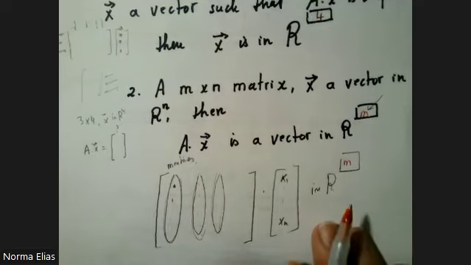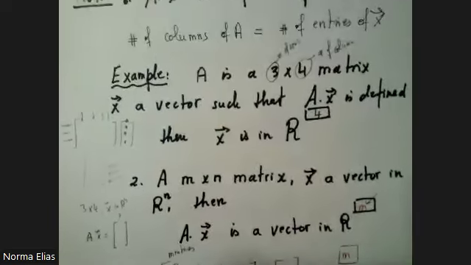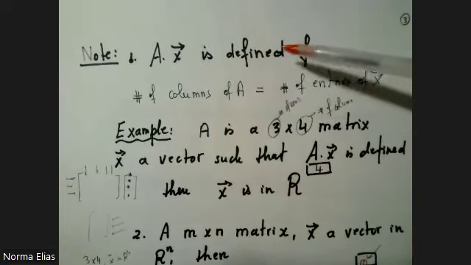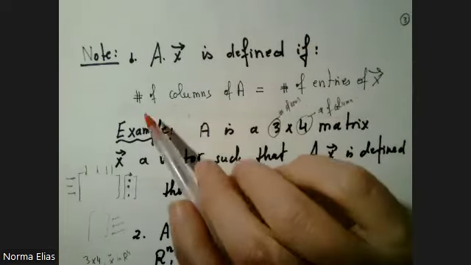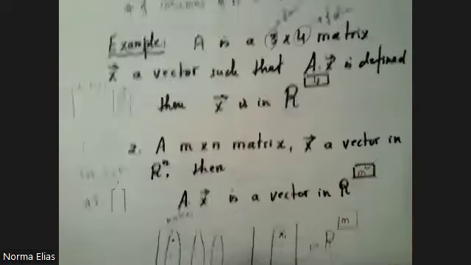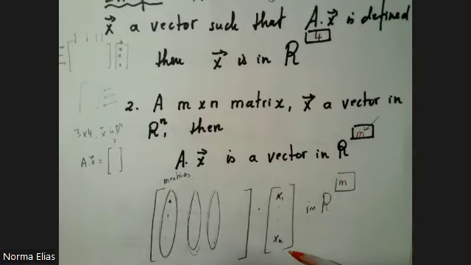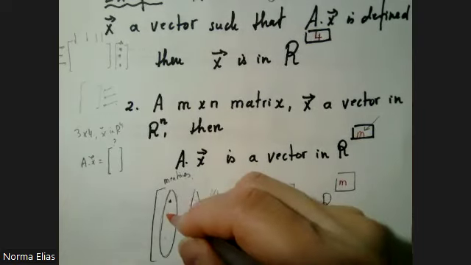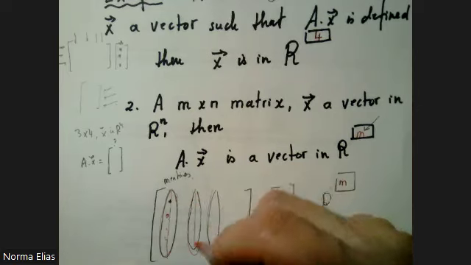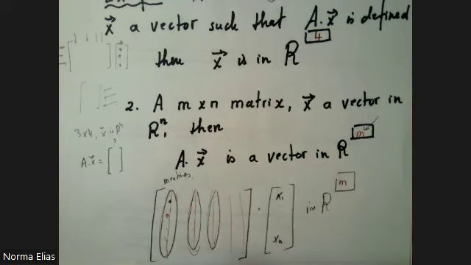All right, so the product is defined, 2 things when we're multiplying. A times X is defined if the number of columns of A coincides with the number of entries of the vector X. When you multiply them, you get a vector which should have as many entries as each vector in the matrix A has.